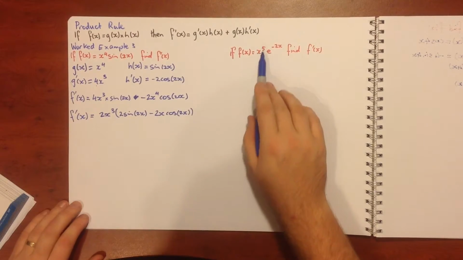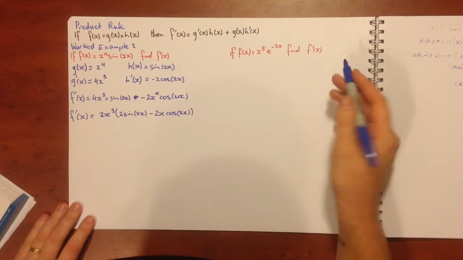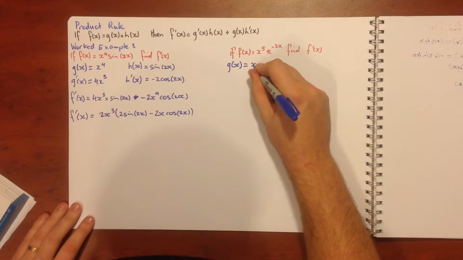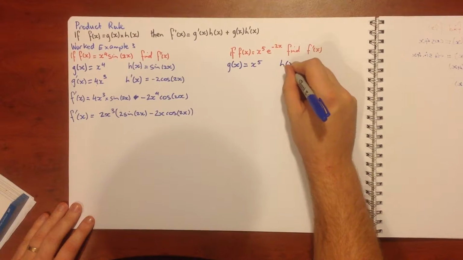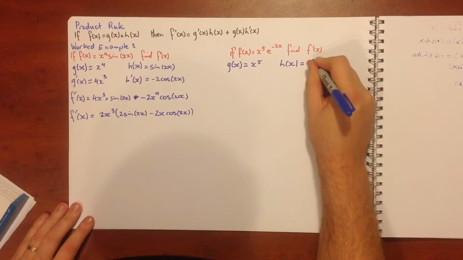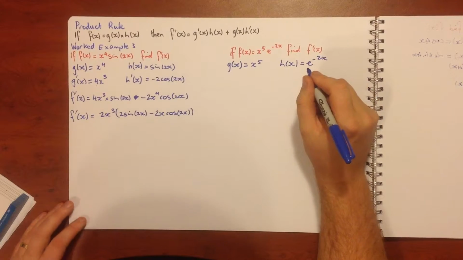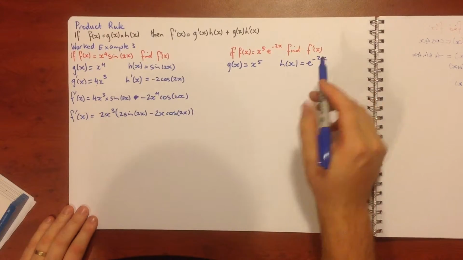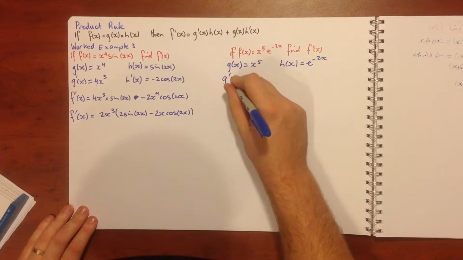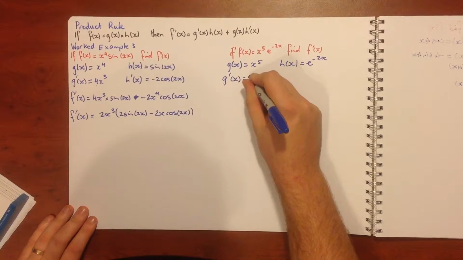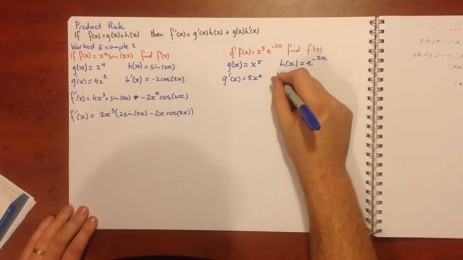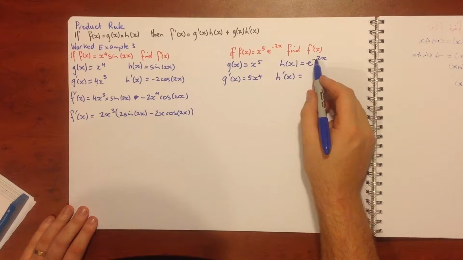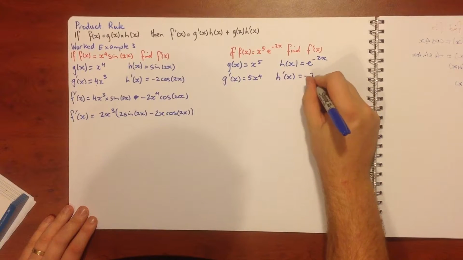So this time we've got x to the 5 times e to the minus 2x. So again, g of x is going to equal x to the 5, and our h of x this time is going to equal e to the minus 2x. So when we do this, g dash of x is going to be 5x to the 4, and our h dash of x for this one is, our constant comes down the front, so it's minus 2e to the minus 2x.